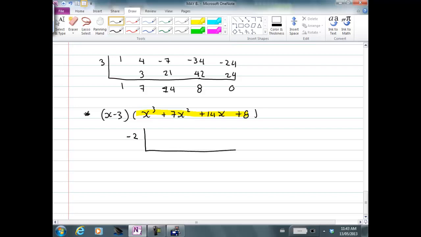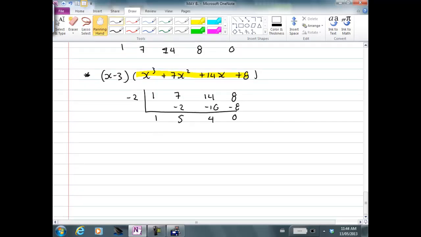This is a game of synthetic. So this becomes 1, 7, 14, 8, and I process the whole thing over again. So this is 1, -2, 5, -10, 4, -8, 0. Before I start, I'm going to write down what I have. Here's my original, x minus 3. Here's my new one, x plus 2. Now, I have x squared plus 5x plus 4.